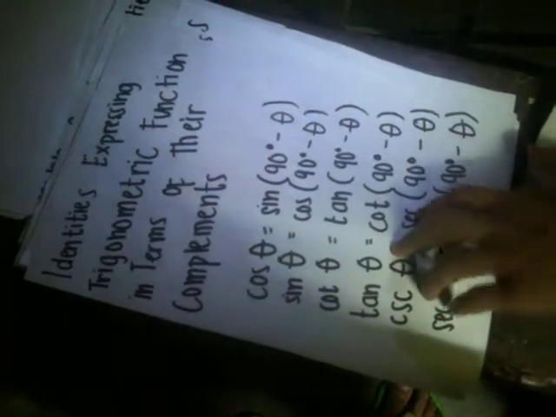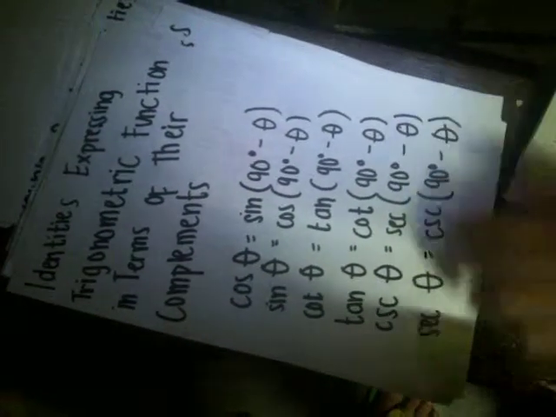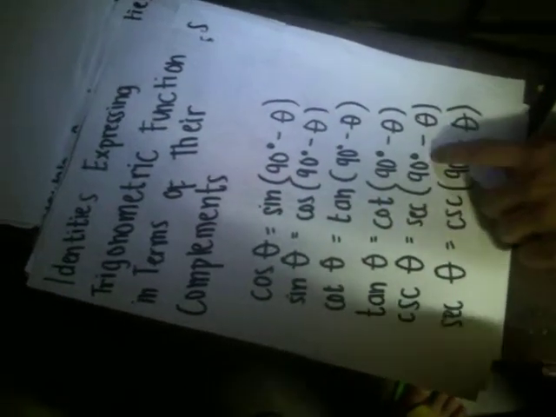The next is sine theta is equivalent to cosine of 90 degrees minus theta. Next is cotangent theta is equivalent to tan of 90 degrees minus theta. Tan theta is equivalent to cotangent of 90 degrees minus theta. Next is cosecant theta is equivalent to secant of 90 degrees minus theta. The last is secant theta is equivalent to cosecant of 90 degrees minus theta.